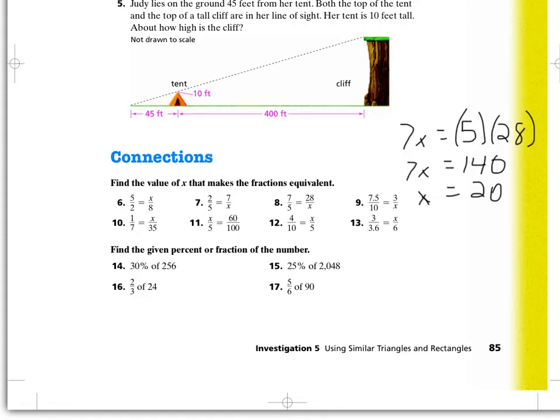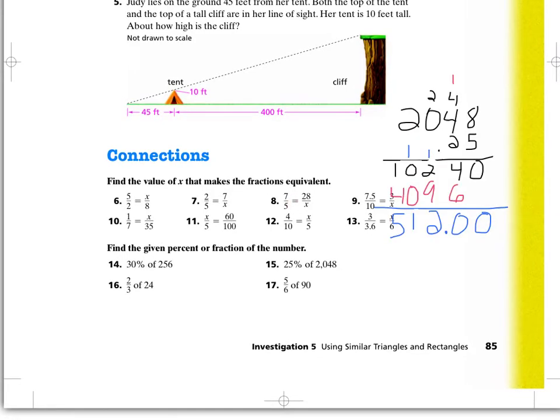Okay, so for number 8, we have 7 over 5 equals 28 over x. Find the value of x. So we're going to cross multiply. 7x is equal to 5 times 28. 7x equals 140. 5 times 28 is 140. So we're going to divide both sides by 7. Then we get x equals 20. So x is equal to 20 for number 8.